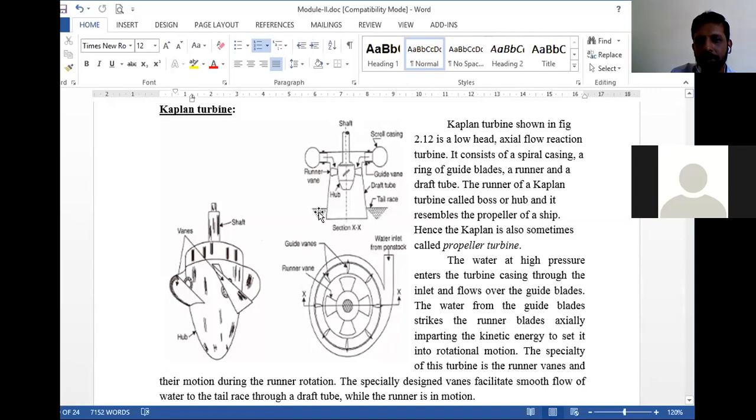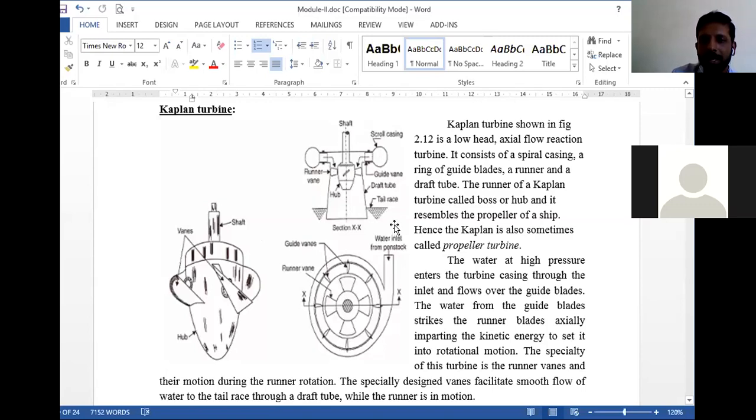One portion, that is the broader region of this section, will be immersed in the tail race, which consists of water to a certain height. It will be filled with water till here, and in this place it will be filled with air. There will be no water. The water level is going to be only till here, which is the stagnant water. The other end of this draft tube, that is the narrower region, will be connected to this turbine.